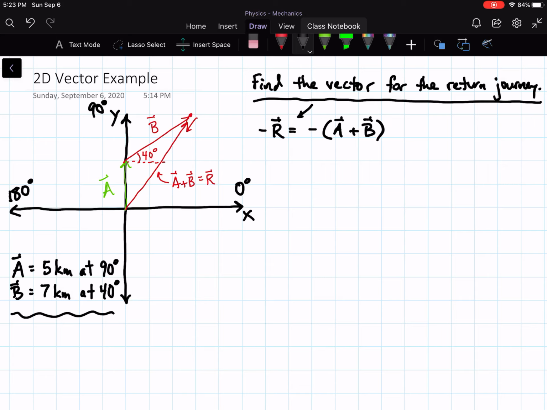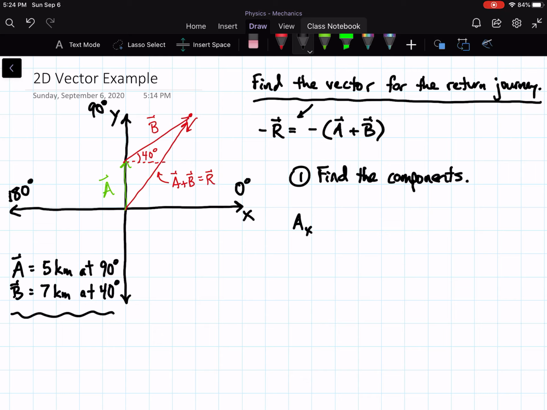All right? So how do we do this? Well, the first step is find the components. And to find the components, we need to do a couple of things. Well, first, let's do it for A.